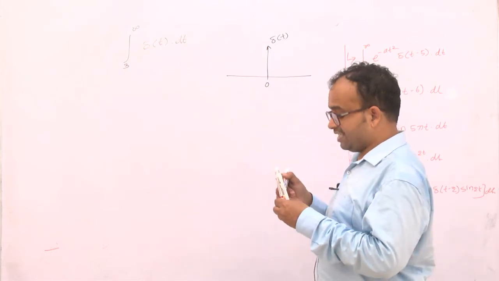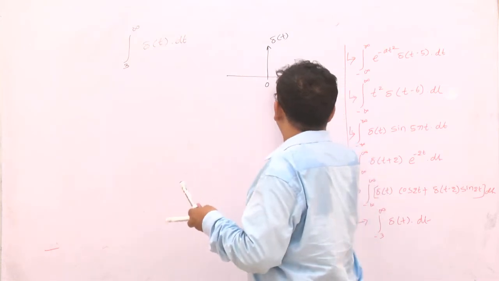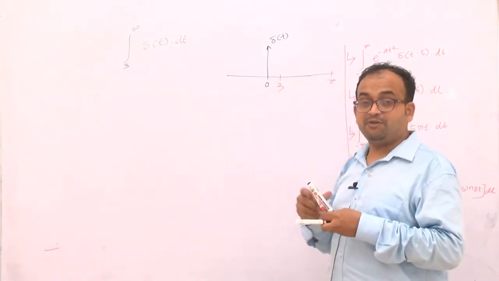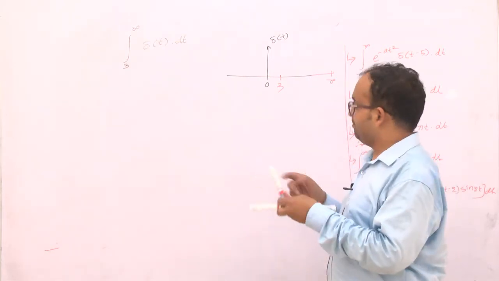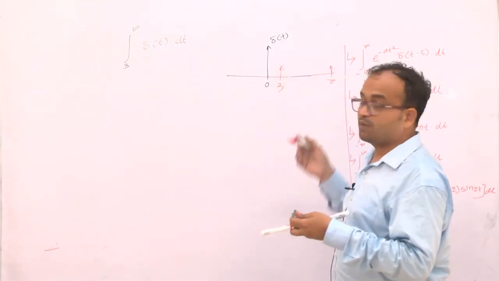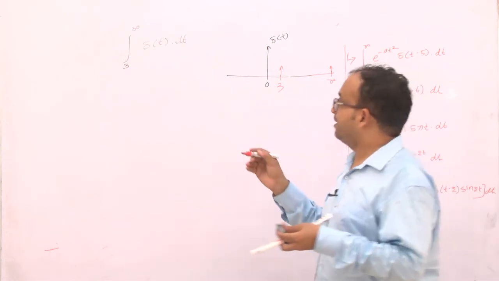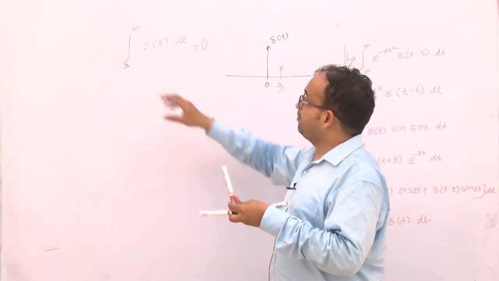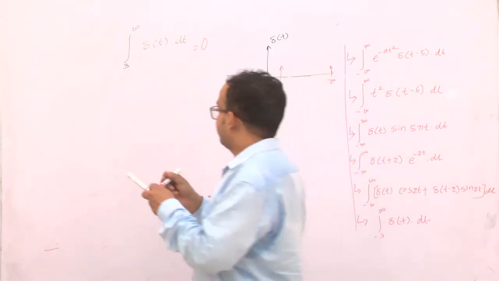But we are doing the integration from 3 to infinite. So from 3 to infinite, what is the area coverage? Integration means what is the area coverage? I am starting from 3 and going to infinite. No signal is present between 3 to infinite. What will I get? Nothing. So the value will be 0. Now remember these things. This is most important. You have to see the limit also.